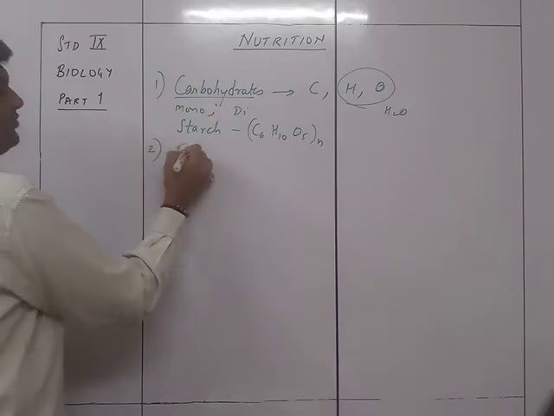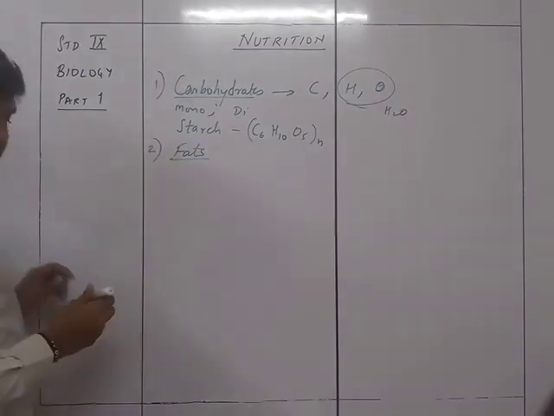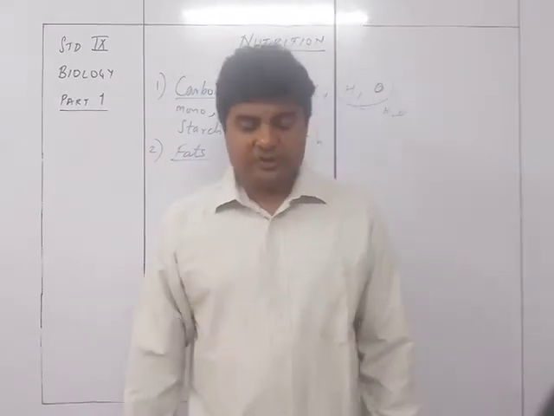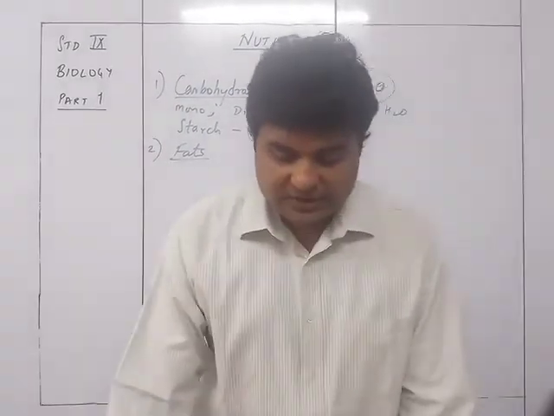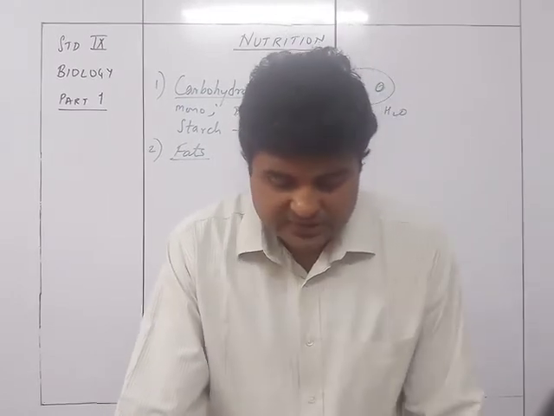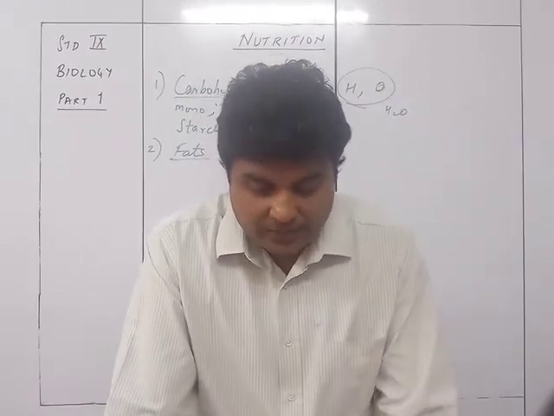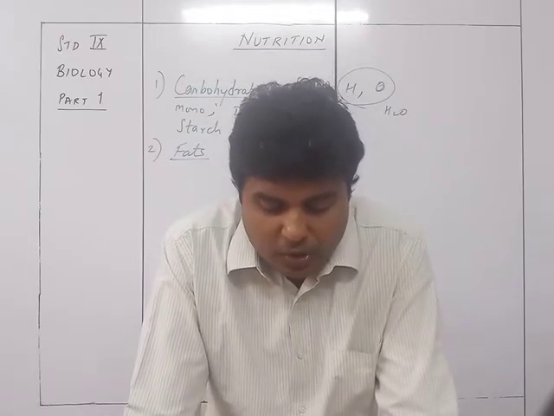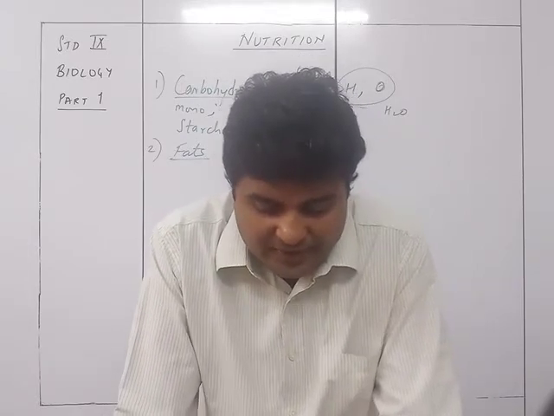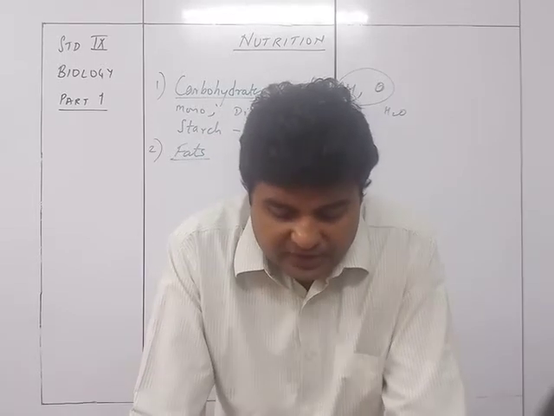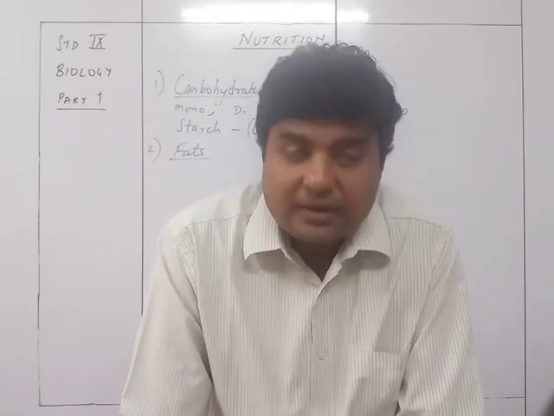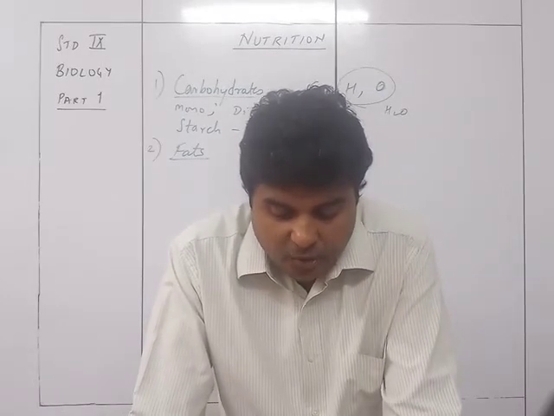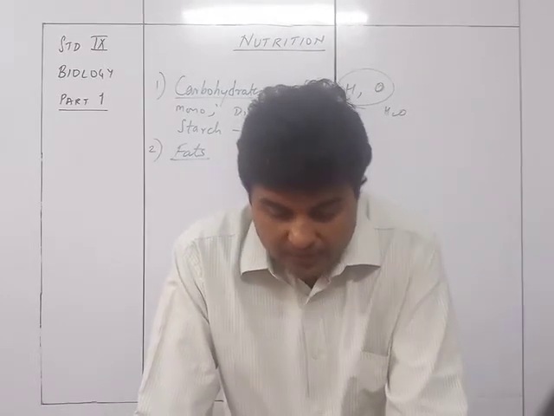The second one is fats. Fats are also composed of carbon, hydrogen, and oxygen. The oxygen content in these nutrients is much less. They provide more energy than carbohydrates do. One mole of fat releases 9.45 kilocalories of energy. Common foods rich in fats are butter, clarified butter, ghee, cheese, vegetable oil, beef, and fish liver oil.